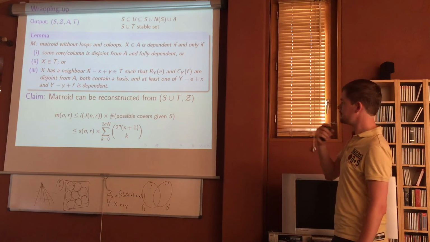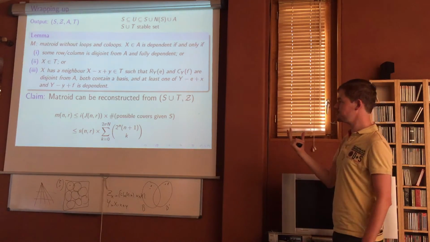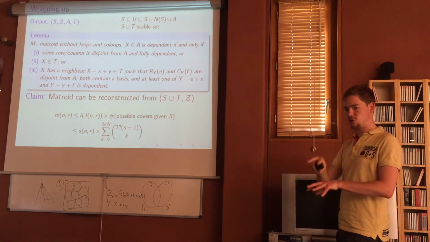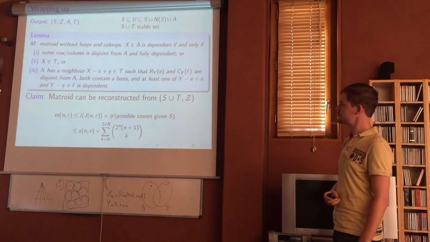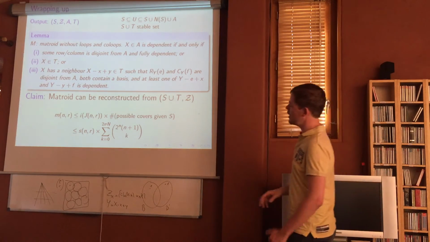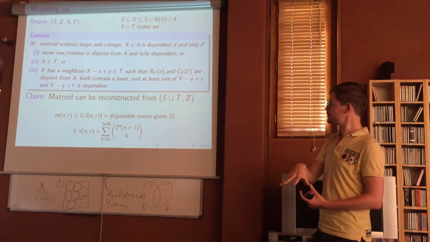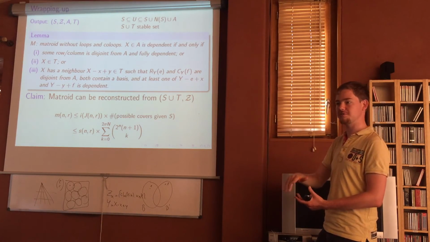And the matroid can be reconstructed from S union T, the big stable set, and we still need this local cover for the neighborhood of S. But it shows that the number of matroids is bounded by the number of stable sets in the Johnson graph multiplied by the number of possible covers.